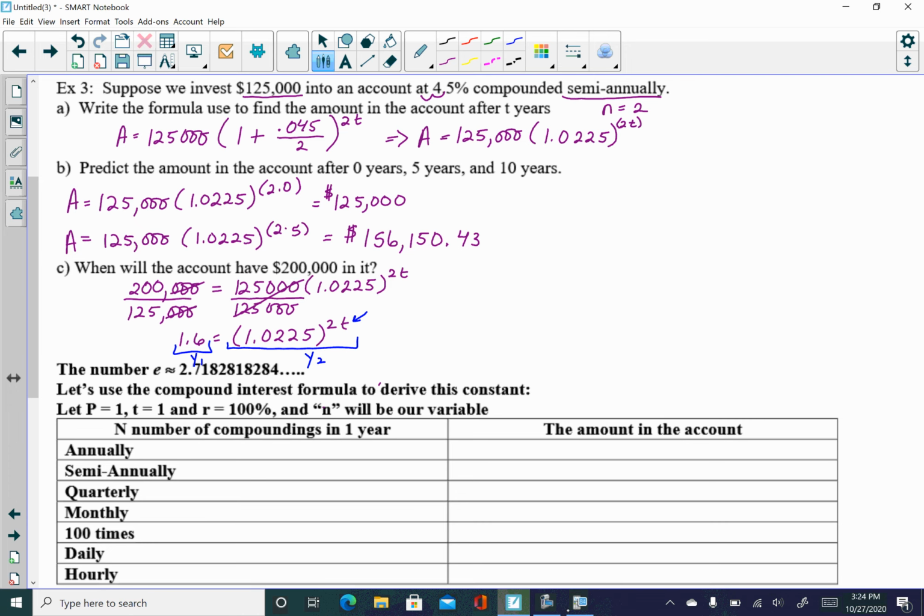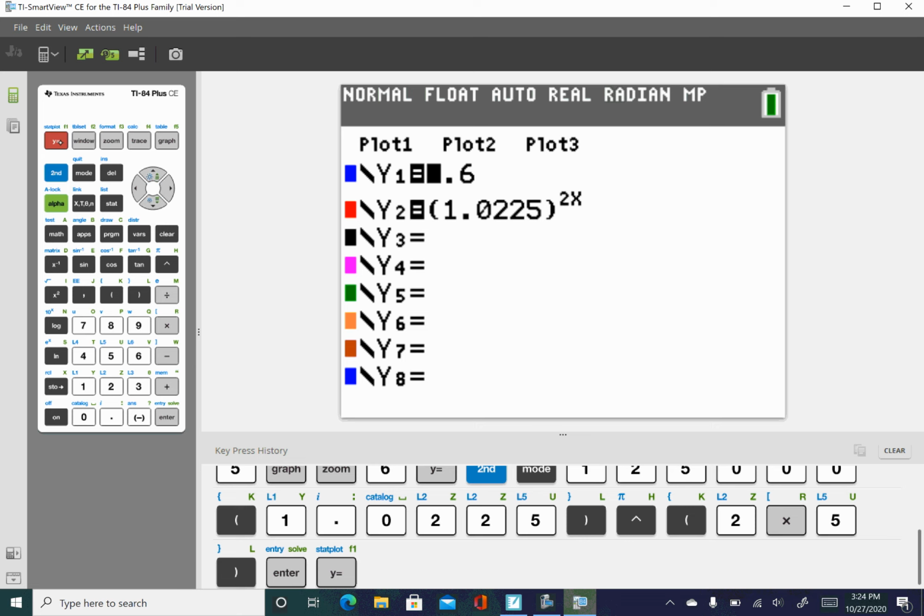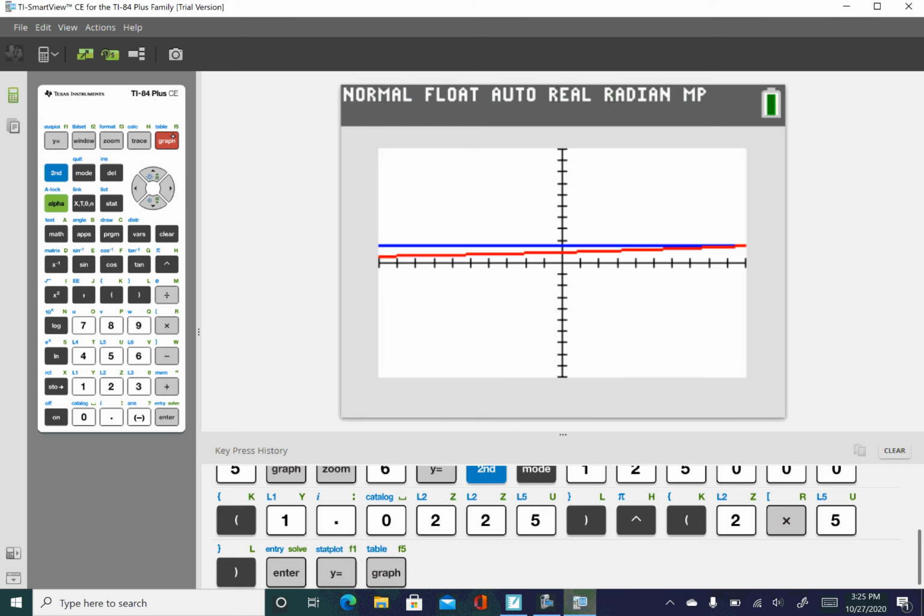Okay? So I'm going to go to my calculator, go to y equals. You'll notice I've already put this in here. In y1, I put in my 1.6. In y2, I put in the right-hand side. Again, my calculator automatically creates an exponent for me, so I didn't need that 2x to be in parentheses. But if your calculator does not create the exponent, you need 2x in its own set of parentheses. Then hit graph. Pause the video if you need to, so you can catch up.